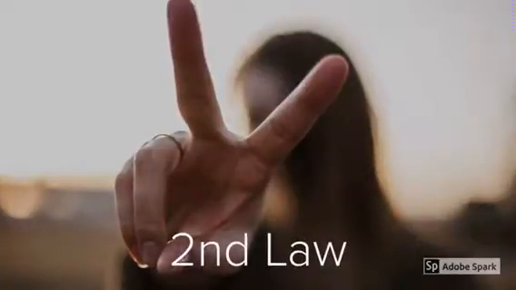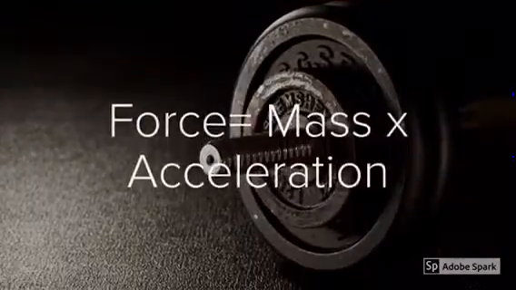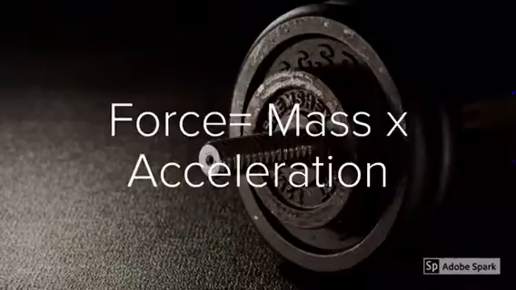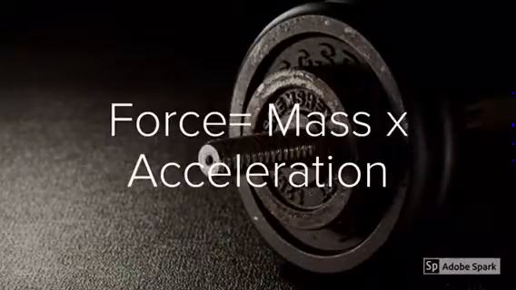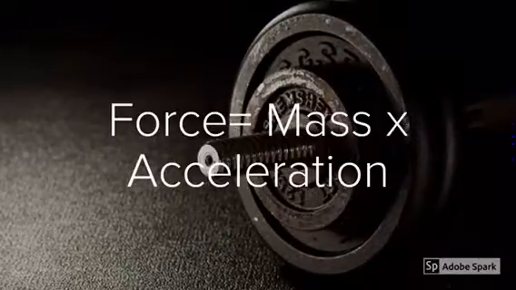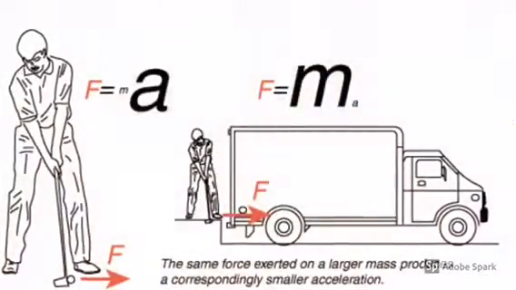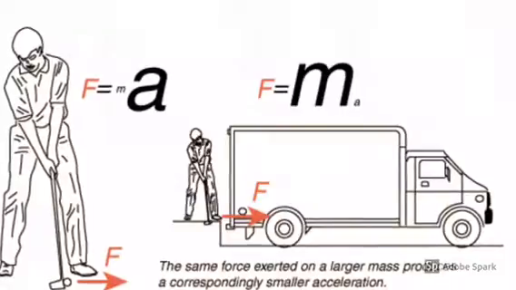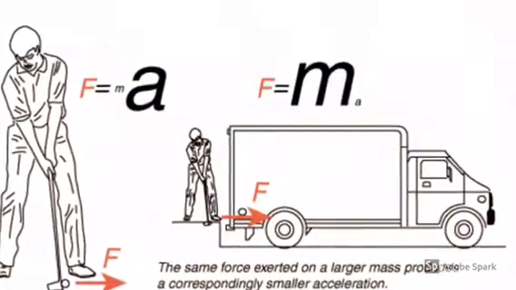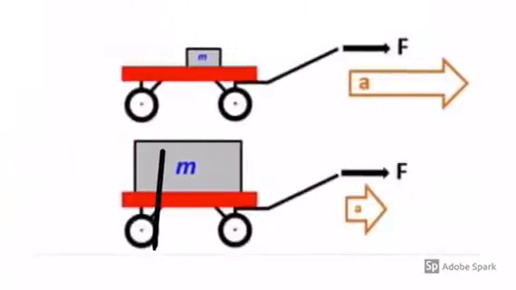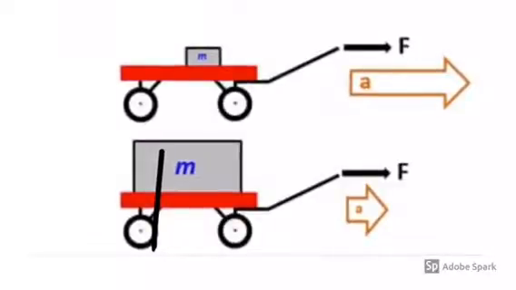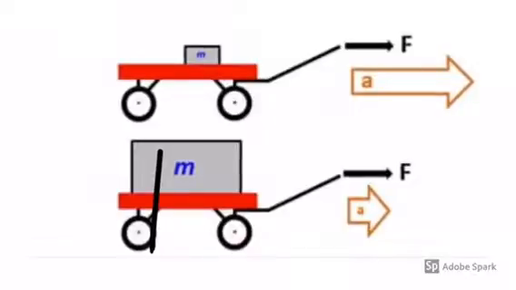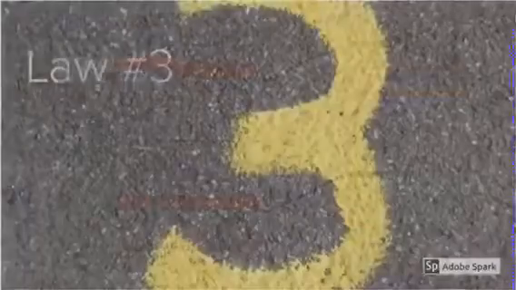Now let's look at Newton's second law. In Newton's second law, he states that force equals mass times acceleration, so we need to focus on this equation. As you can see from this example, the same force exerted on a larger mass will produce a correspondingly smaller acceleration. Here's another example. On the top wagon, it has less mass, therefore it has a greater acceleration than the one on the bottom with more mass, even though these have the same amount of force.